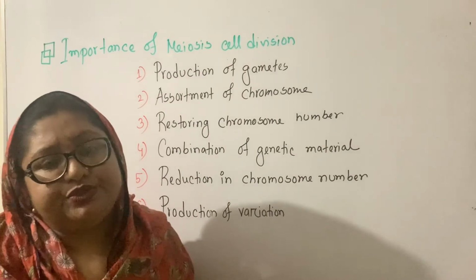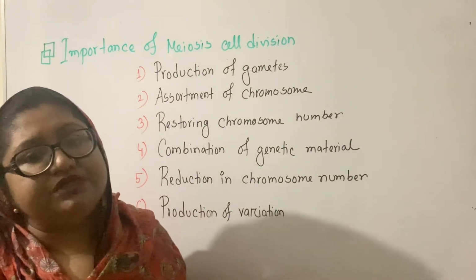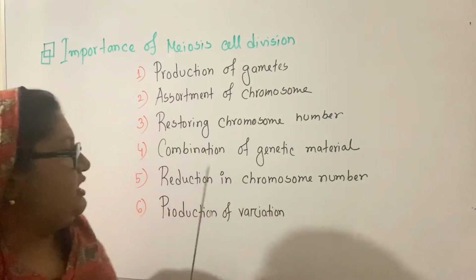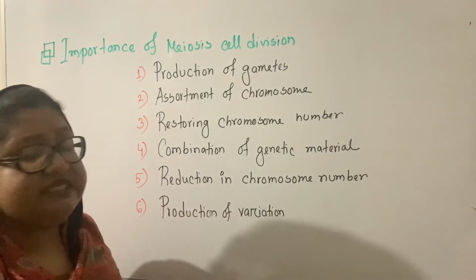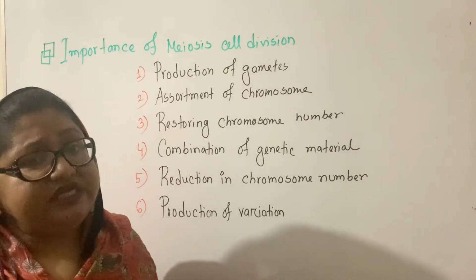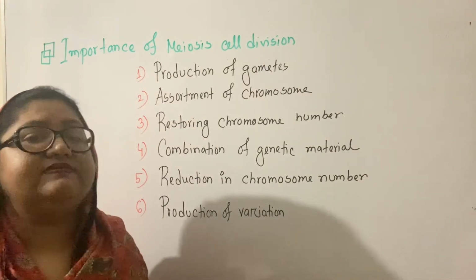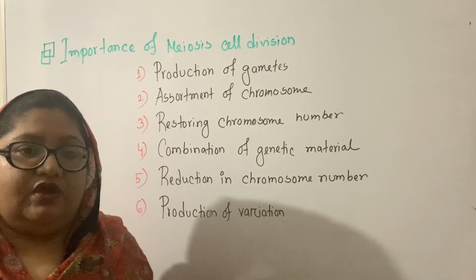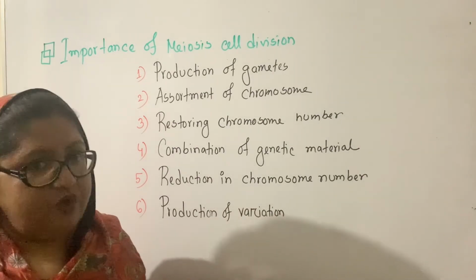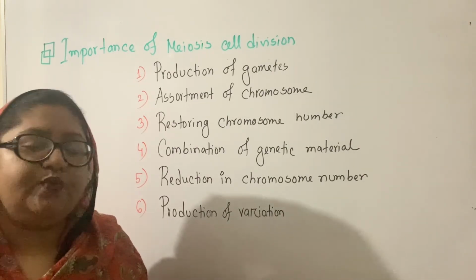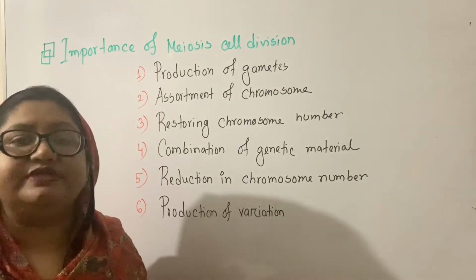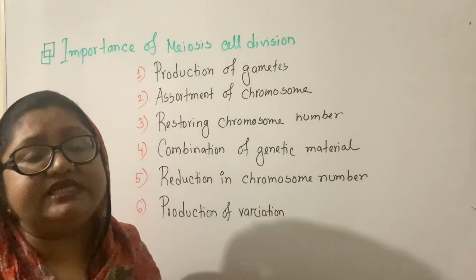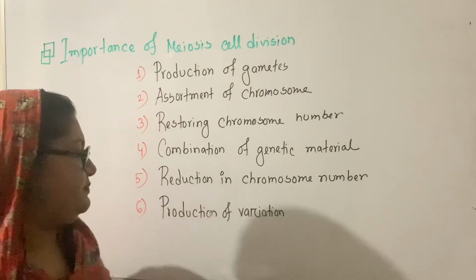Reduction in chromosome number. As I have told you, due to meiosis cell division, the number of chromosomes reduces in the daughter cell from the mother cell. Though it is reducing, it also helps in maintaining the chromosome number constant. First of all, the diploid cell turns into haploid condition. Again, when they fuse together, they turn into a diploid state. Thus, the reduction of chromosome number helps in maintaining the stability of a species.